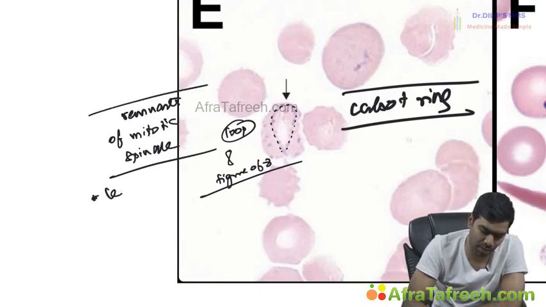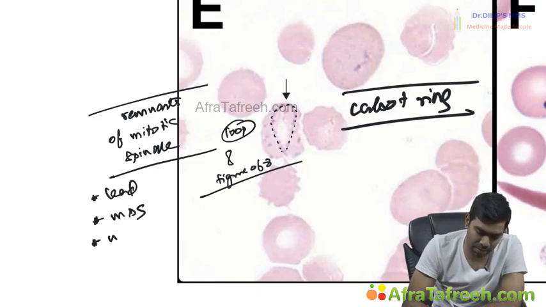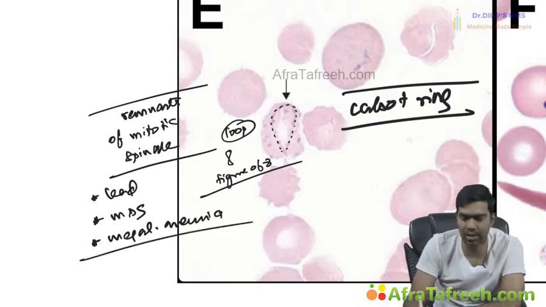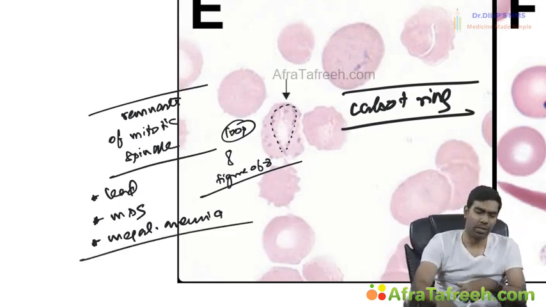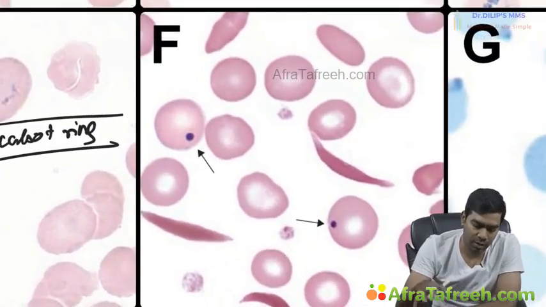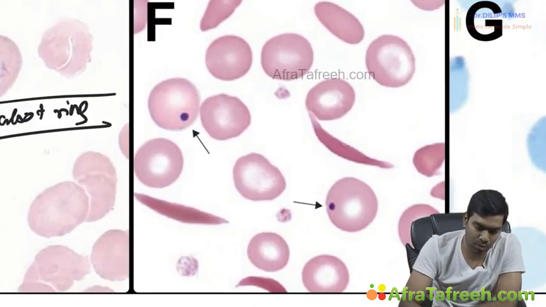For example, in lead poisoning, it can happen in myelodysplastic syndrome. It can even happen in megaloblastic anemia, which means any condition that produces ineffective erythropoiesis, you might see a Cabot ring. These are some classical examples where you see a Cabot ring. Apart from that, you can see these kinds of inclusion bodies. These are called Howell-Jolly bodies.